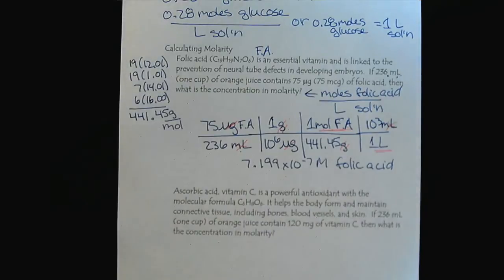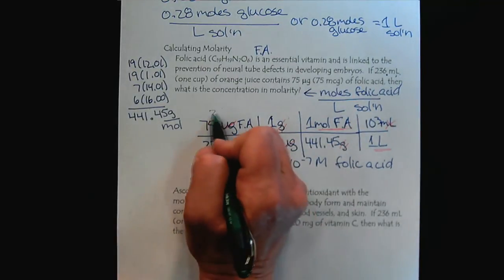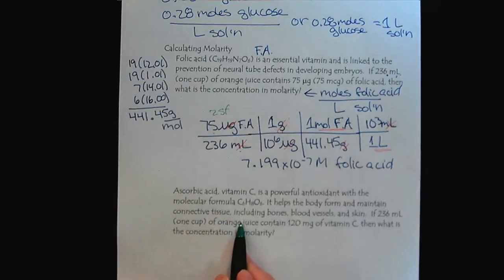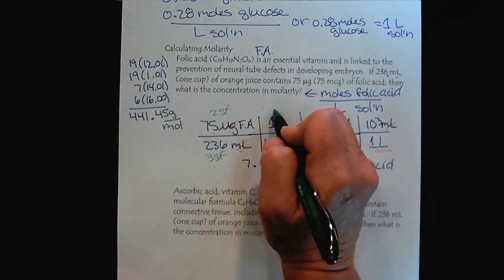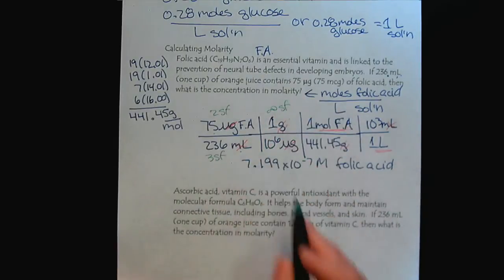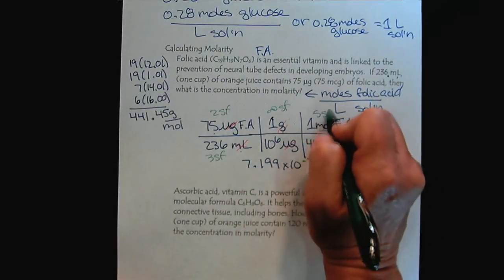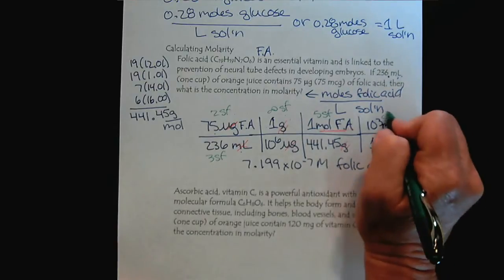But now, the last thing we want to do is check our sig figs so we can report the answer to the correct sig figs. So we see here with the 75 micrograms, we have 2 sig figs, 3 sig figs. Here we have infinite because it's defined. Here we have 5 sig figs, and here we have infinite.